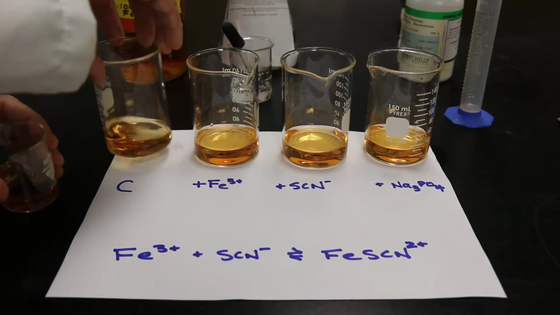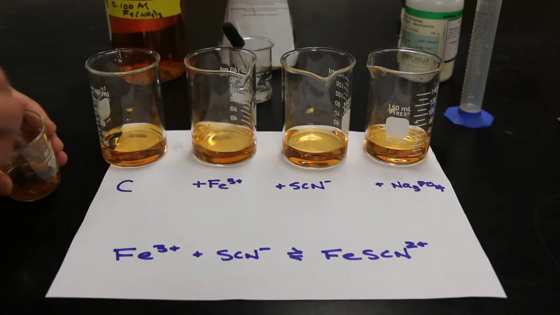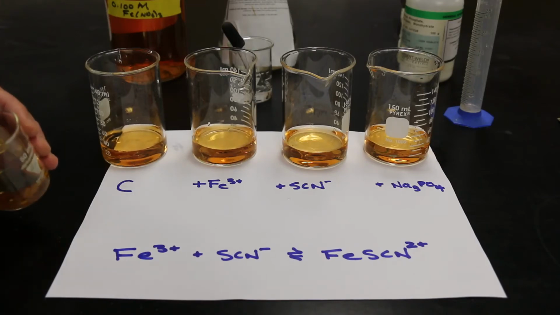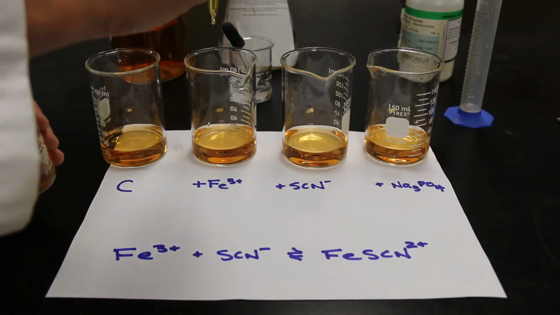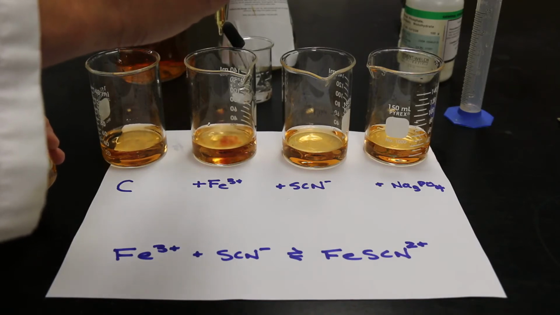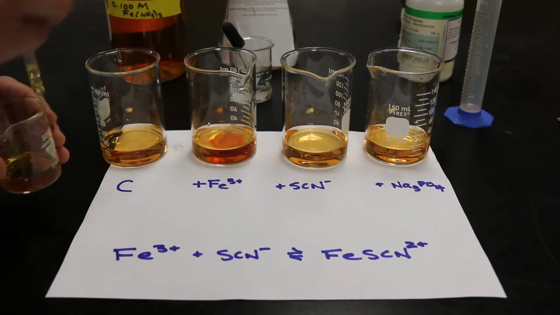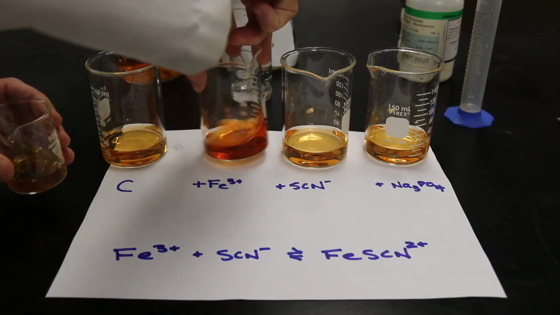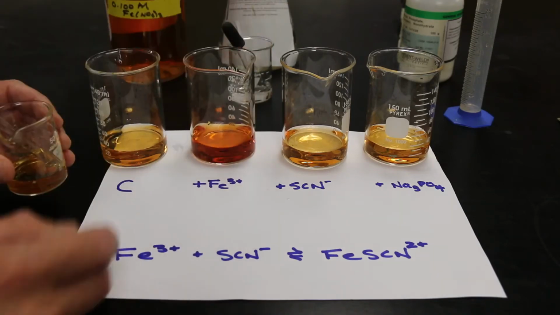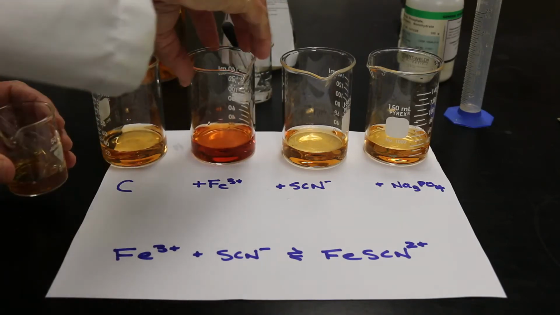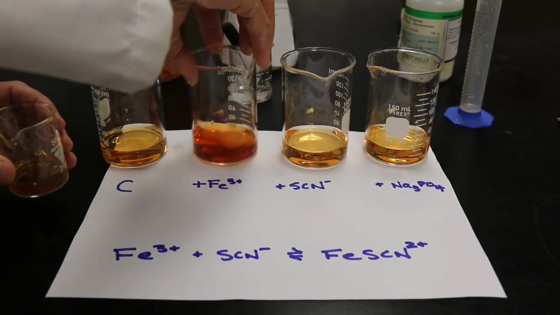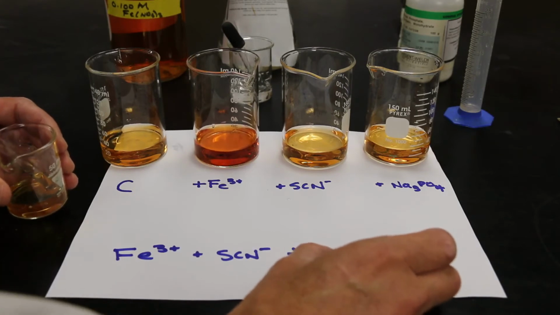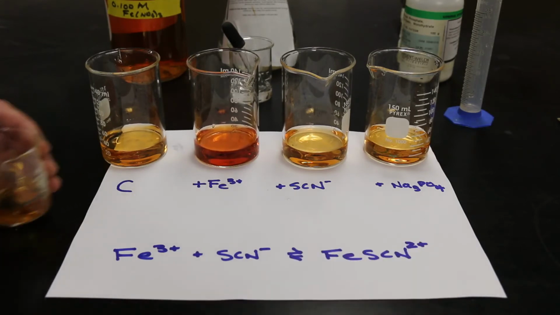To my first beaker, I'm going to leave it. My second beaker, I'm going to add or impose a change. The imposed change I'm going to add is to increase the concentration of iron. And so what do we see in response? Well, when I increase the concentration of iron, I see the solution becomes darker red. What does that tell me? It tells me that the concentration of the iron(III) thiocyanate complex has increased.